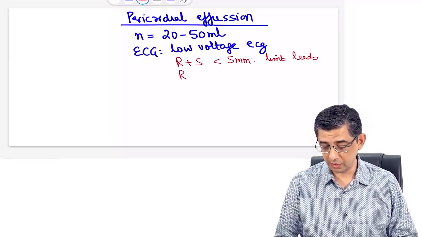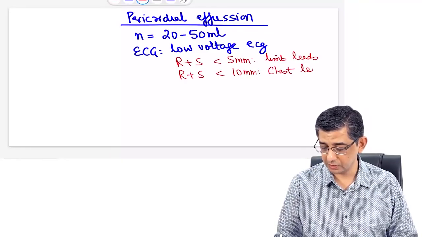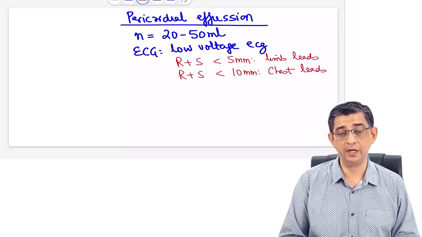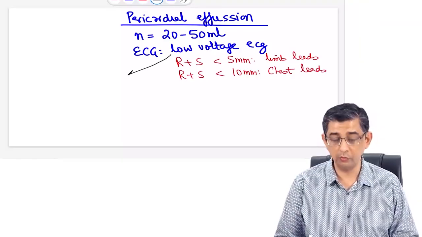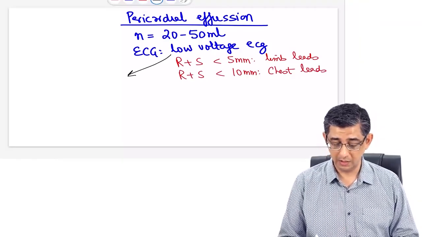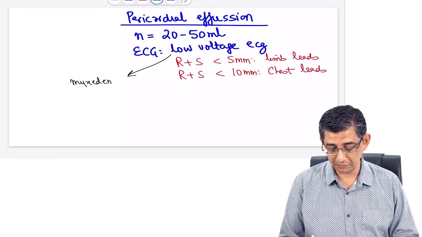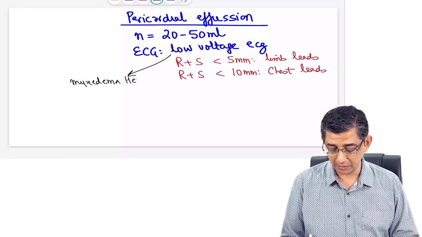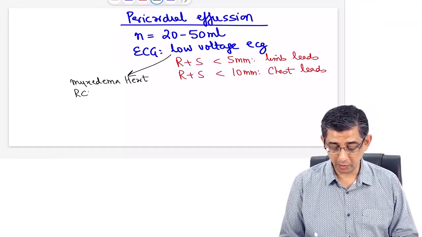If the height of the R and the depth of the S is less than 10 mm in the chest leads, it is again a feature of low voltage ECG. So one, you need to remember the criteria, and then you also need to remember some alternative conditions where low voltage ECG has been discussed. In endocrinology, you will always notice me saying low voltage ECG is a feature of hypothyroidism. So I've written an alternative term here, myxedema heart. Even in restrictive cardiomyopathy. Why?